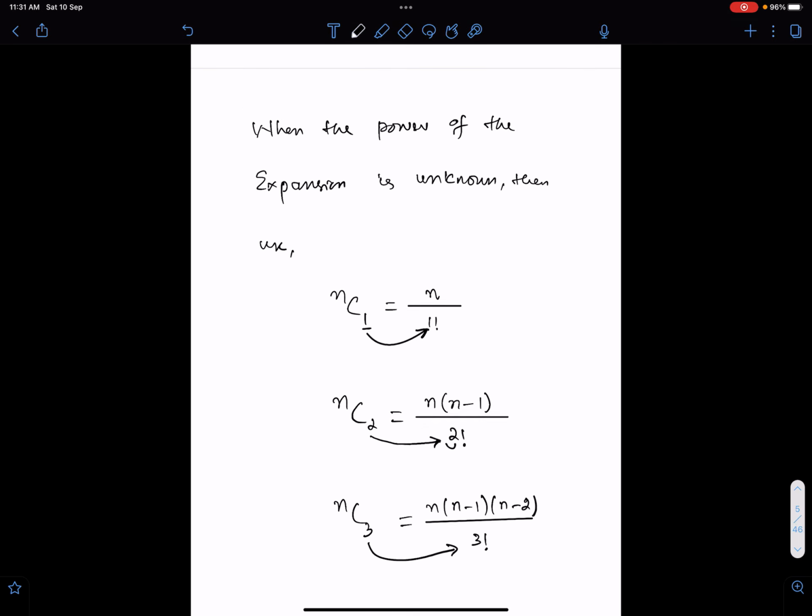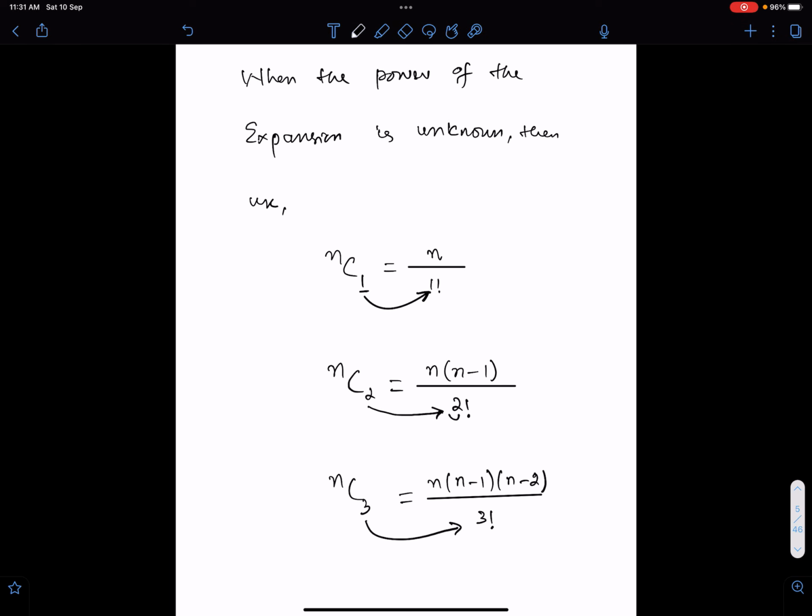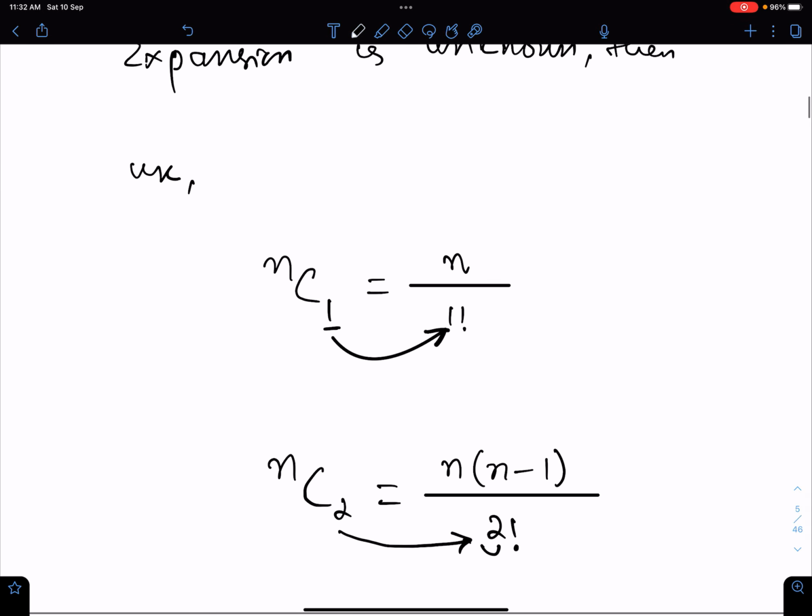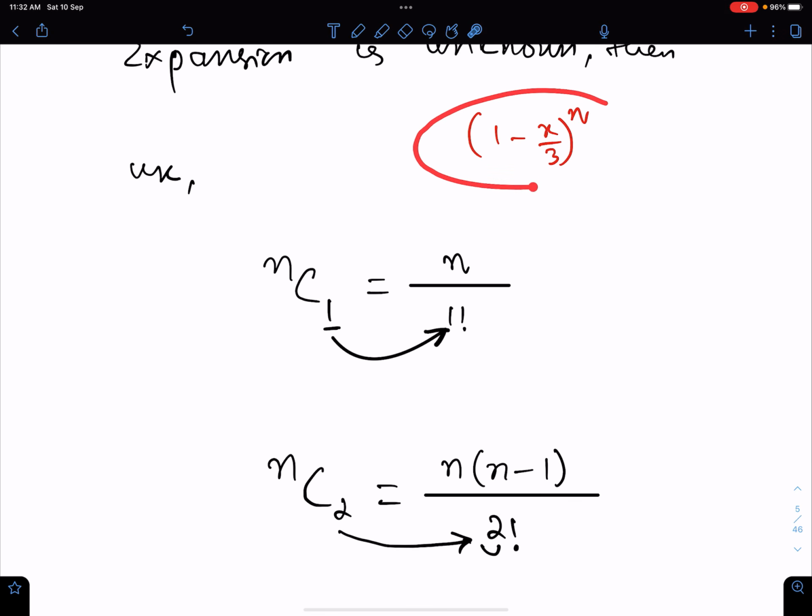So this is the way to simplify combinations in terms of n when the power of the expansion is unknown, when we have these types of questions. For example, 1 minus x upon 3 whole power n. So to solve these types of questions, we need to simplify combinations.